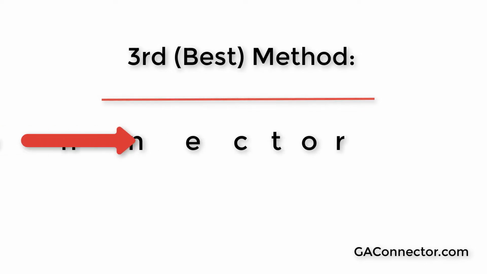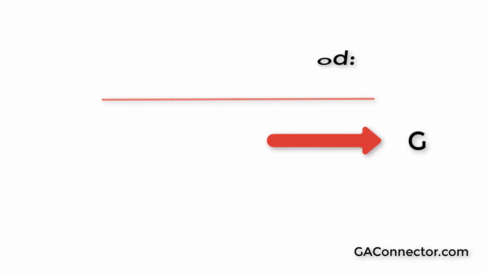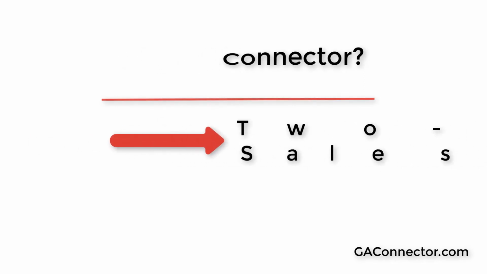Similarly, the fast, easy, full-featured, off-the-shelf solution for integrating Salesforce and Google Ads is GA Connector. Why GA Connector? First, unlike some other off-the-shelf solutions, we provide two-way data and reporting. GA Connector lets you pull Google Ads data into Salesforce, as well as combine Salesforce and Google Ads data in a powerful Google Analytics report. Second, with GA Connector, the import is seamless, instant, and constant. You don't have to manually import anything, and you've always got up-to-the-minute data.